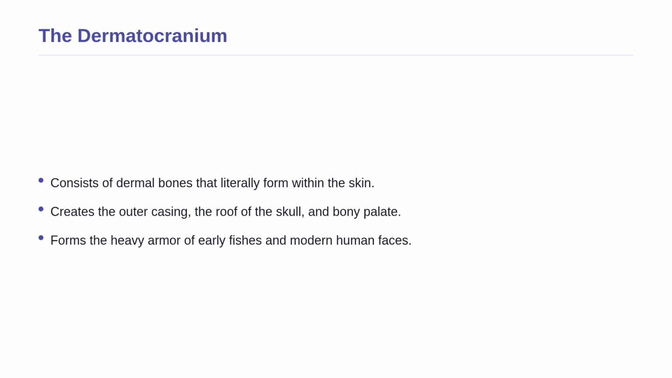Finally, we reach the outer armor shell of our biological vehicle. This is the Dermatocranium. In early predator-filled oceans, early vertebrates desperately needed heavy armor to survive, and this structure provided exactly that. It consists of dermal bones that literally form within the skin. Today, it creates the outer casing of the skull, including the roof and the bony palate inside the mouth.